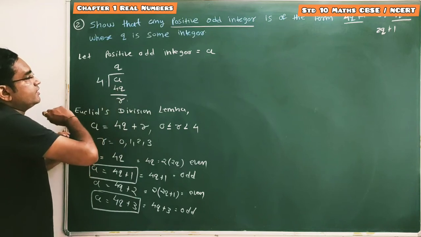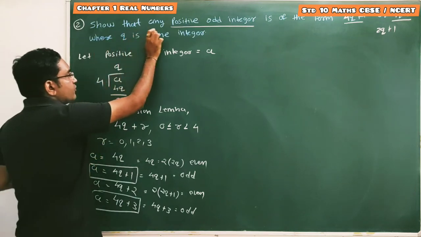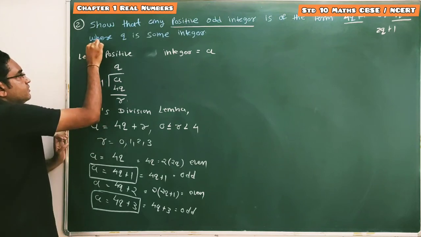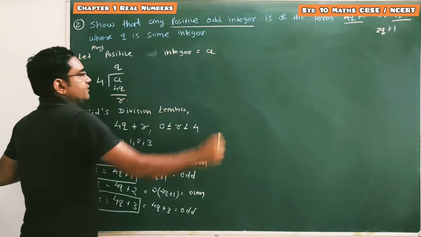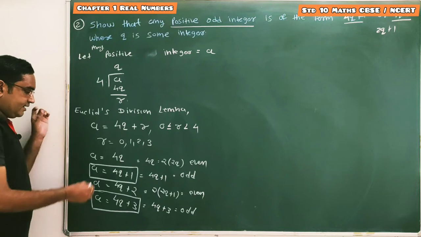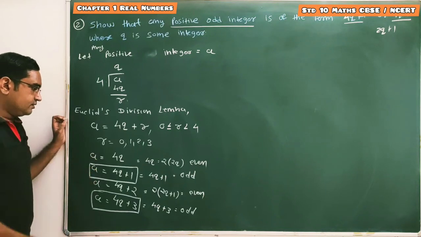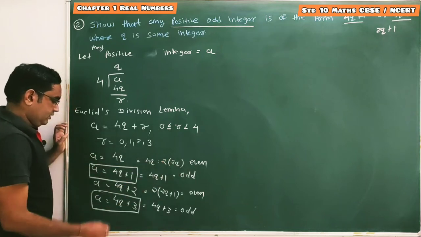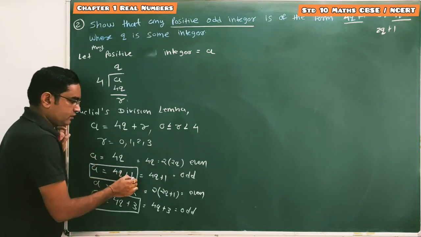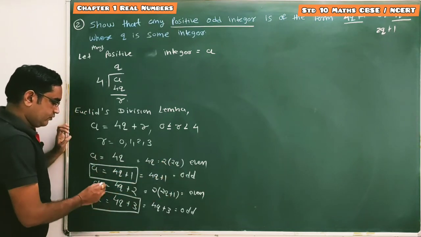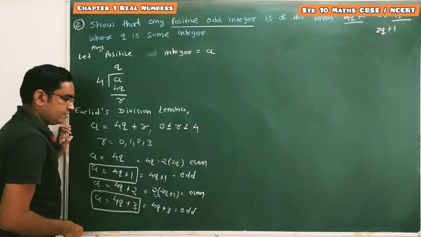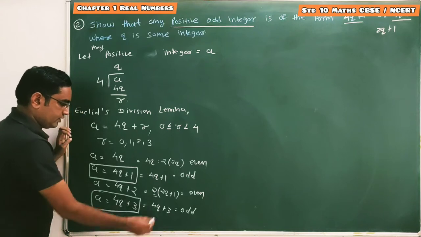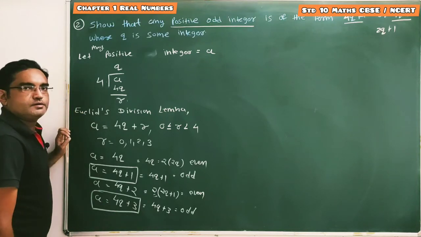And here you have to make the correction. Let any positive integer be a. Then we can write that any positive integer in the form of 4q will be an even number. If a is written in the form of 4q plus 1, then it is an odd number. 4q plus 2, one factor is 2, so it's an even number. And 4q plus 3 is nothing but an odd number. Done?